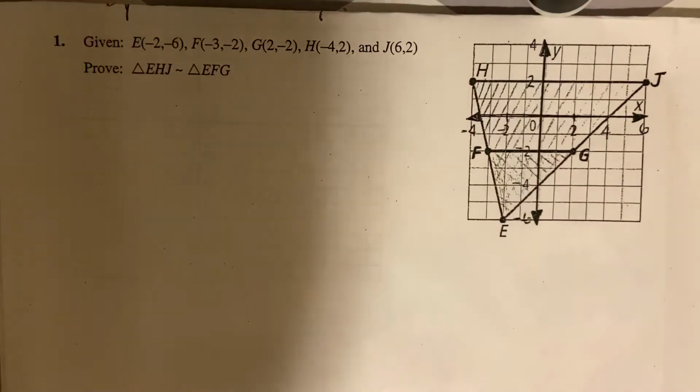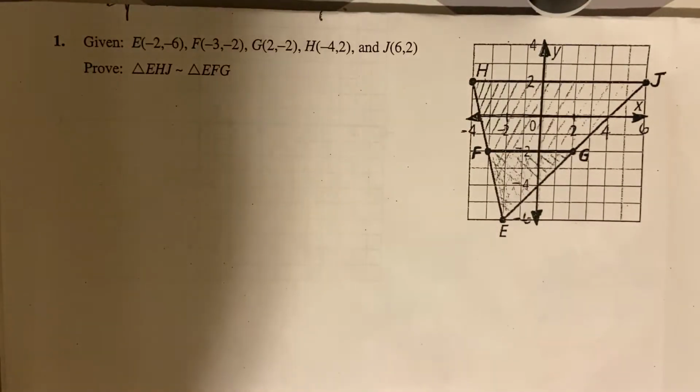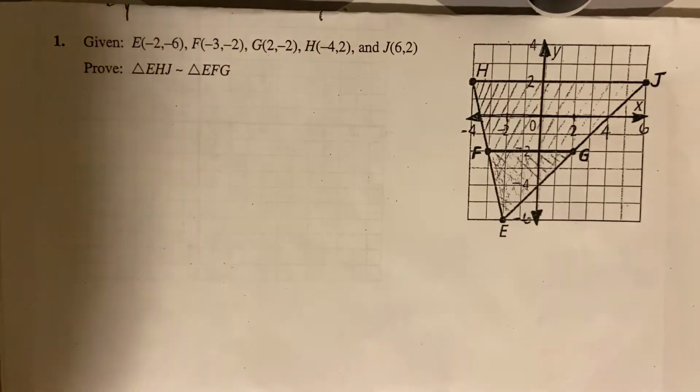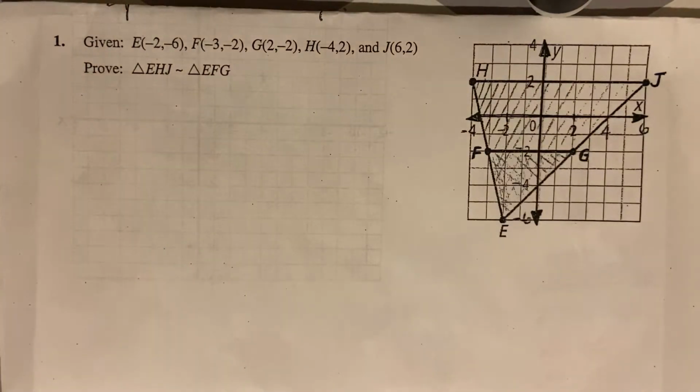Okay, so it's a proof, so you know they're similar. You just have to show your work. It's a little different than a formal proof where you write a statement and a reason. You're basically proving by showing your work.